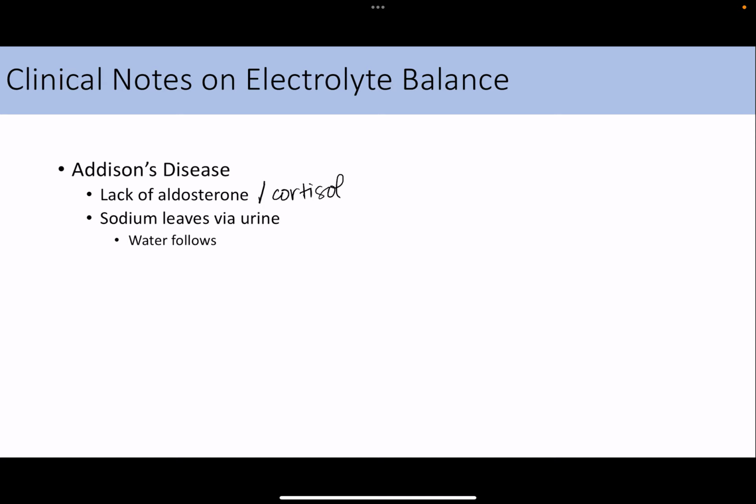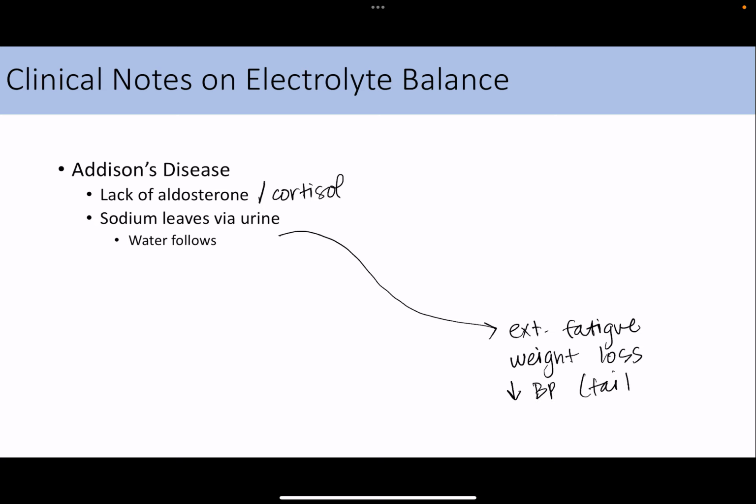And so because sodium leaves by your urine, and you're lacking that sodium, lack of sodium can cause extreme fatigue. Sodium is so important for nervous system function. You may experience weight loss because of the amount of water that you're losing. Because you're losing so much water, you'll have a decrease in blood pressure, which can lead to fainting. And then having low nervous system function because of the low amount of sodium, that can also lead to depression. And what ends up happening with people with Addison's disease is they'll crave salty foods.